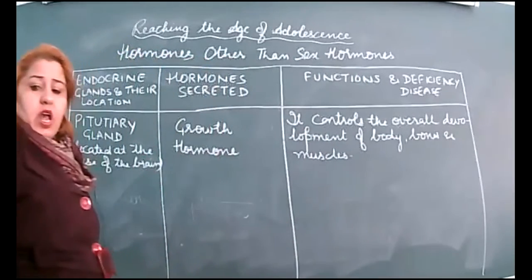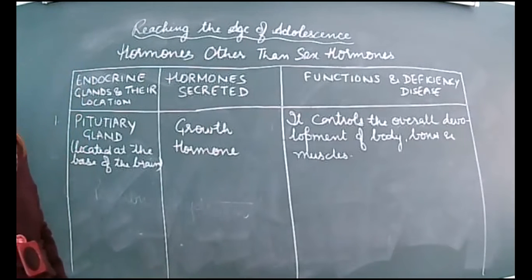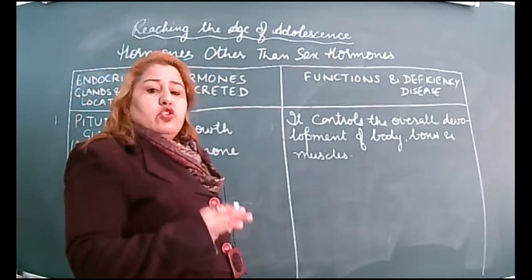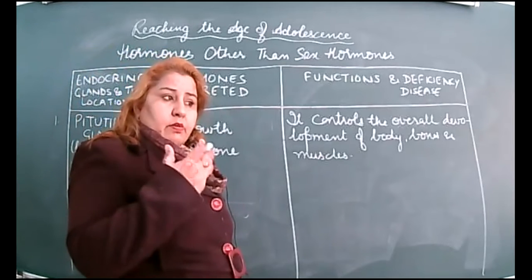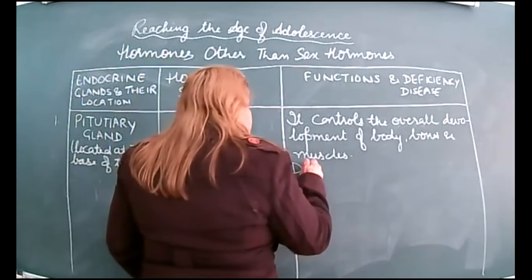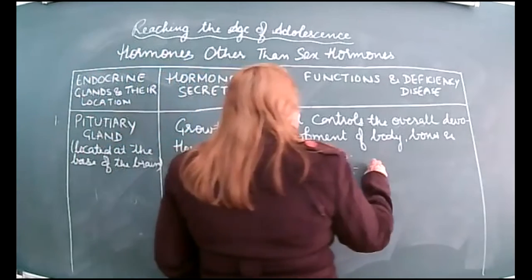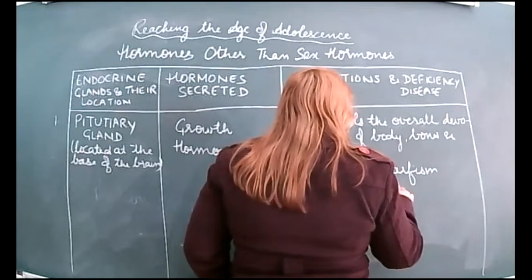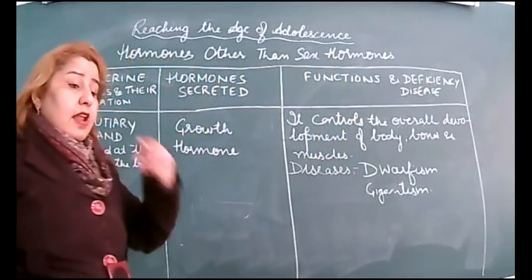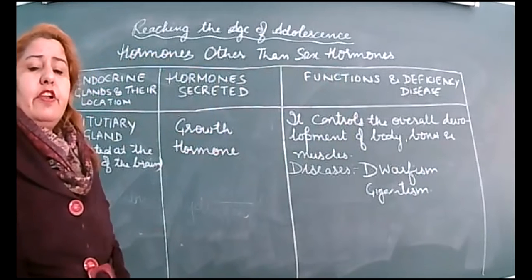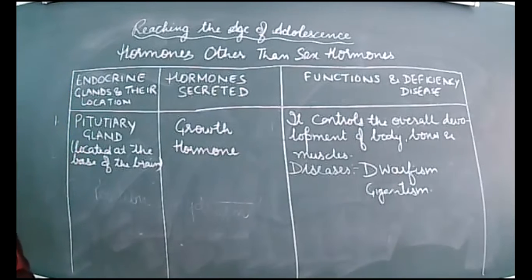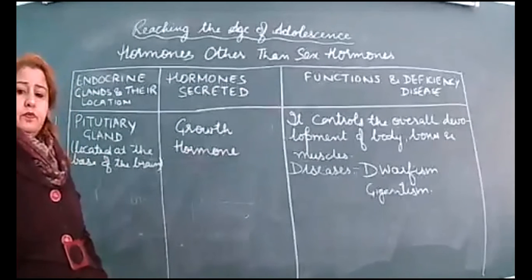Right, beta? If growth hormone is secreted properly, it controls the overall development of the bones, muscles and body, so they grow properly. And if it is secreted in a lesser quantity or in a higher quantity, what kind of diseases will it cause? Dwarfism and giantism. If it is secreted in a lesser quantity, it will cause dwarfism, and if it is secreted in a higher amount, it will cause giantism, when the person becomes very tall. Is it clear, bache? Any doubt in this topic?